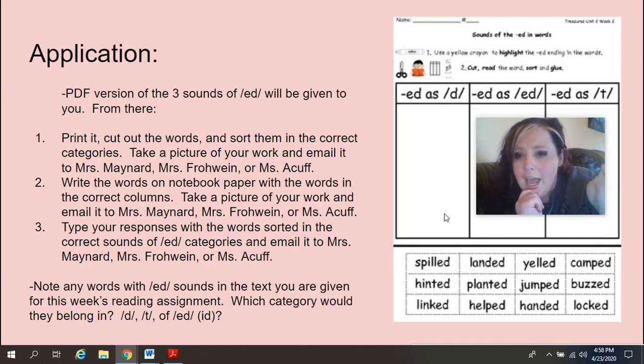I bet now that you know the 3 rules, you are going to be much better at figuring out the correct sound that you need when you are reading. So now you know that our suffix ed makes three different sounds, and you are ready to rock all of your reading.